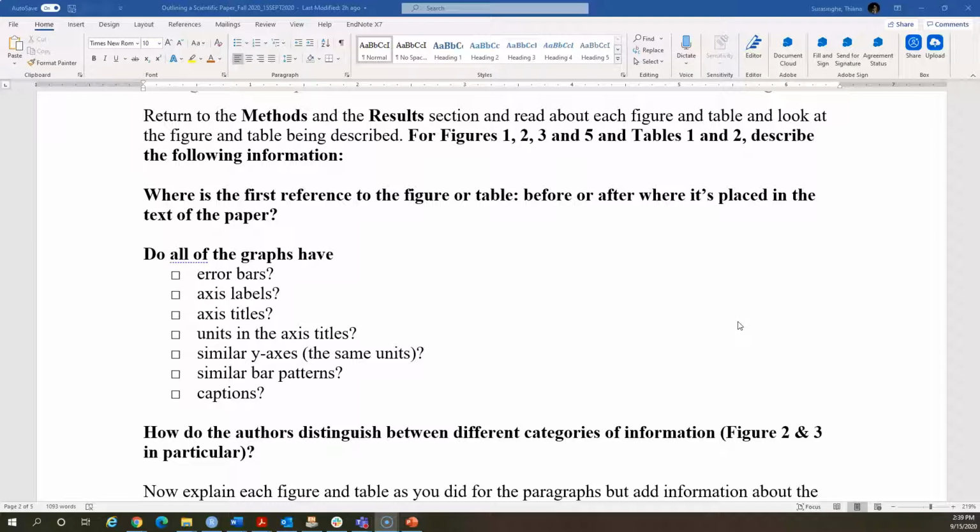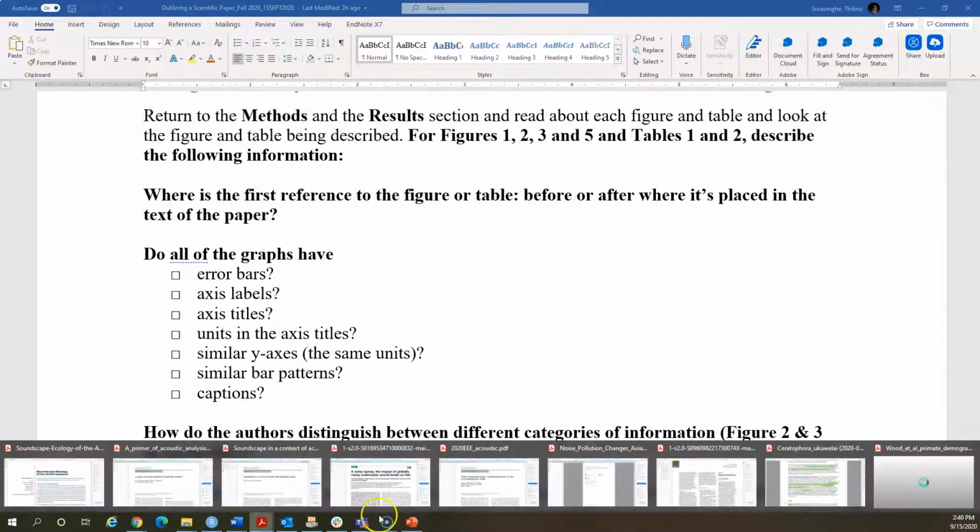So what is the first reference to the figure or table, before or after where it is placed in the text of the paper? So here's the idea of that particular question, right? So when you create a particular figure or a table, and I mentioned it is going to be standalone, but in the text we have to refer to that, right? If it is table 1, somewhere in the paper, right, it should actually refer to table 1.